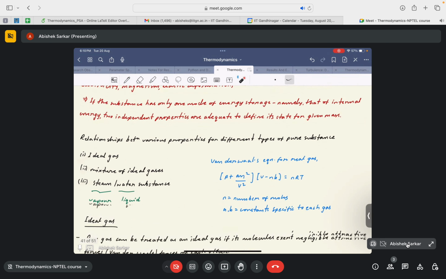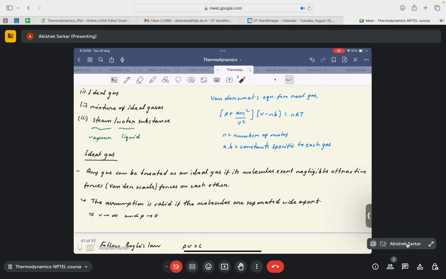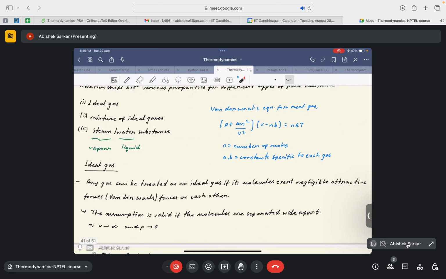Let me define the ideal gas. Any gas can be treated as an ideal gas if its molecules exert negligible attractive forces, that is van der Waals forces, on each other. When would this happen? This would happen when the pressure exerted by these gases is extremely low, and the temperatures are very high. These are the two conditions when we can say that the ideal gas law is applicable.